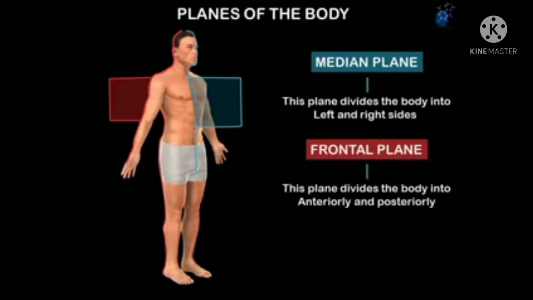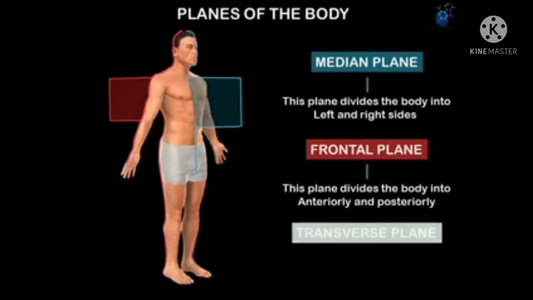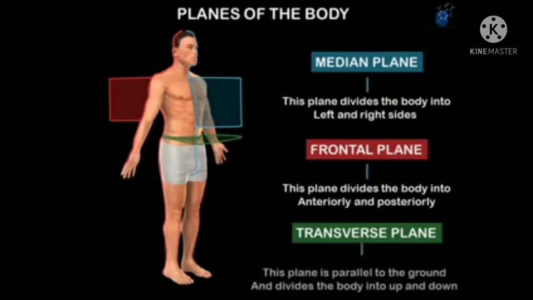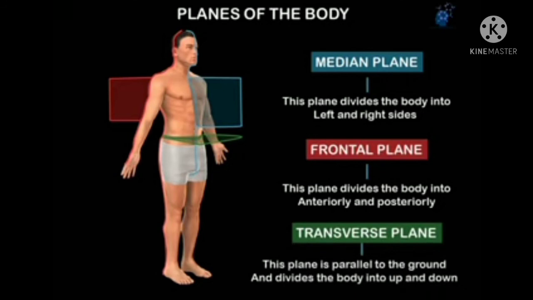The last plane is the transverse plane, also known as the horizontal plane, and this plane is parallel to the ground, as you can see in the figure clearly, and divides the body into up and down, as you can see on your screen. And this is all about the planes and the different anatomical terms which are related to the body.